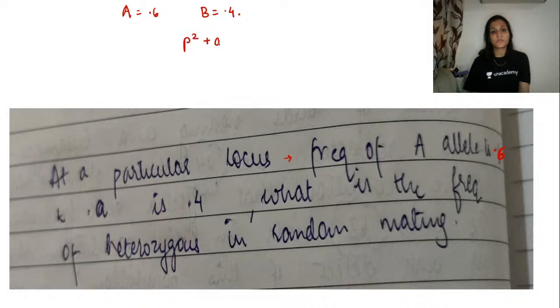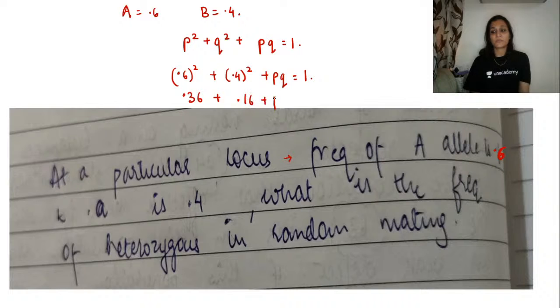We use the formula p square plus q square plus 2pq equal to 1. So 0.6 square plus 0.4 square plus 2pq equal to 1. On solving this, 0.36 plus 0.16 plus 2pq equal to 1. So 2pq equals 1 minus 0.52, that is equal to 0.48. So the heterozygous frequency will be 0.48.